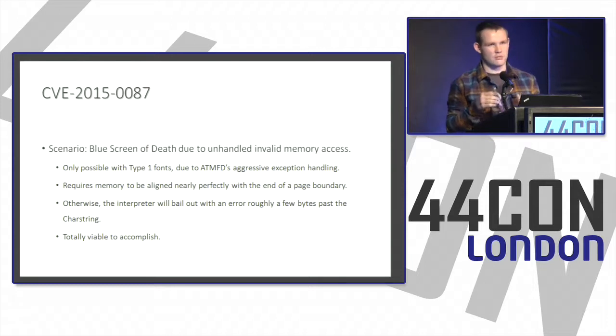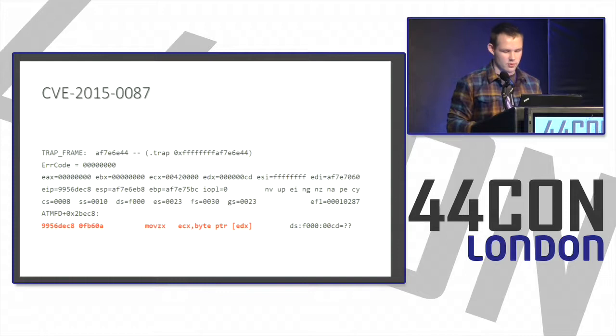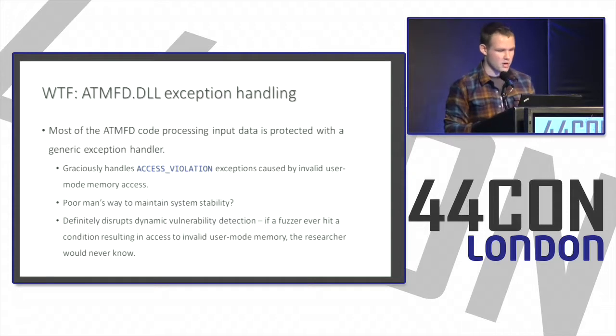Because if we have a char string that ends at a specific point in memory and then you have some zeros or some other values outside of it, then the interpreter would most likely just abort at a specific point before reaching the boundary of the page. But that's viable to accomplish, and I've actually managed to trigger this condition, so you can have a blue screen of death. And it also shows you that they didn't really care about any conditions that could cause some harm.